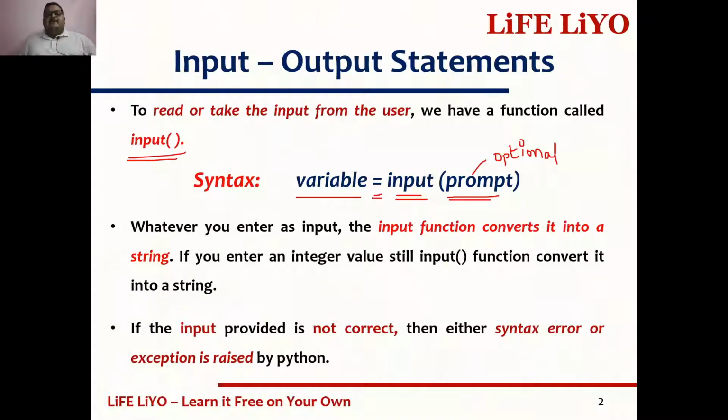Whenever the user gives an input, the input function is going to convert whatever data you enter into a string. For example, if you enter x equal to 10, then this 10 is not going to be stored as an integer. It is going to be stored as a string in x. If the input provided by the user is not correct, then Python will raise an error, a syntax error or exception. Now let us look into the example.